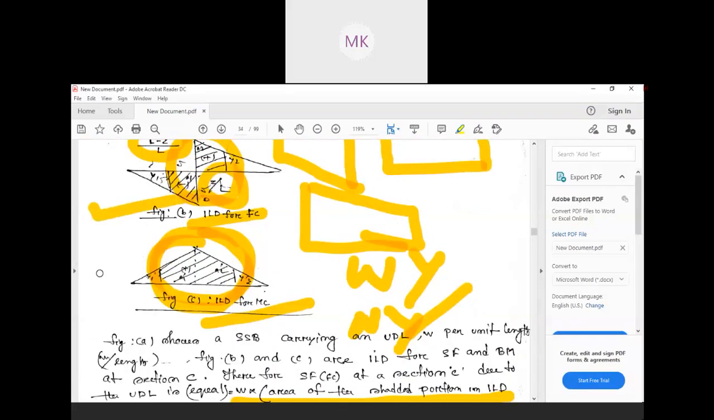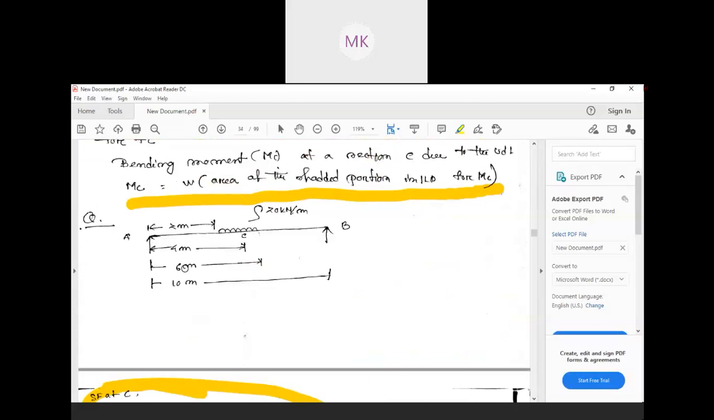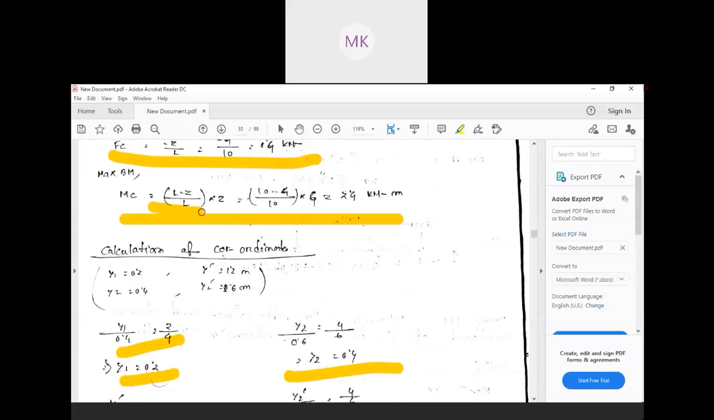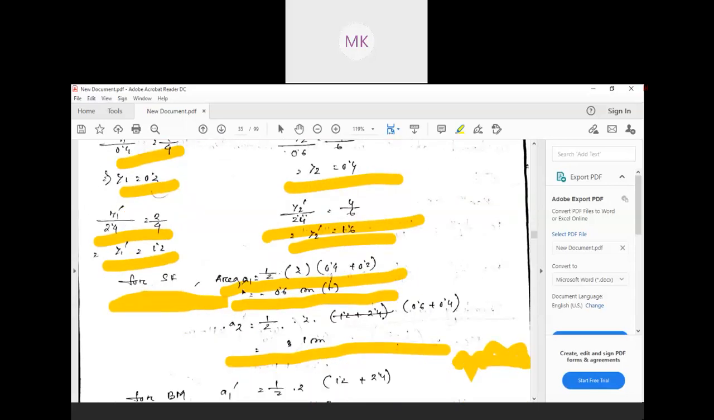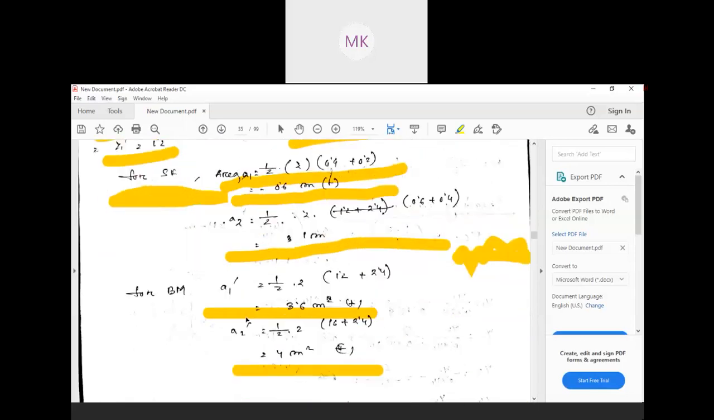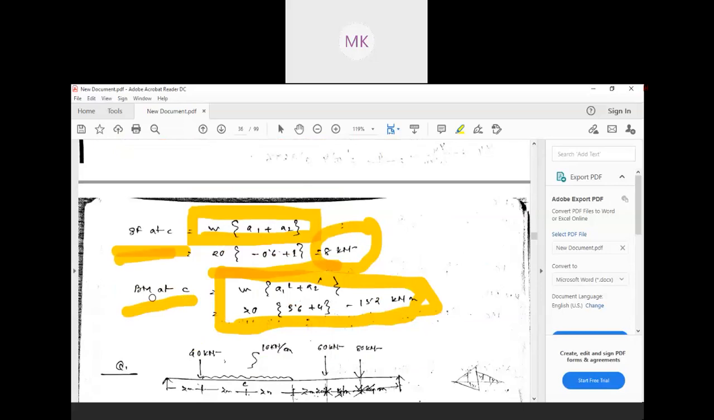Okay, for this diagram, and for MC also, the formula is fixed. So if you know all the distances, you can directly say your SF and bending moment. After that, if you calculate the ordinate by multiplying and by finding out this area, you can easily say what is the SF and bending moment at that particular point. This is a different way. You can also use that way.